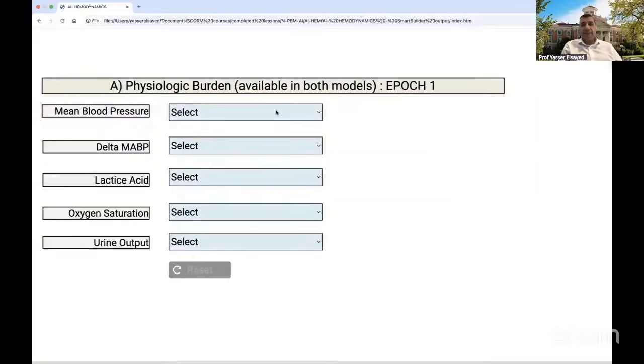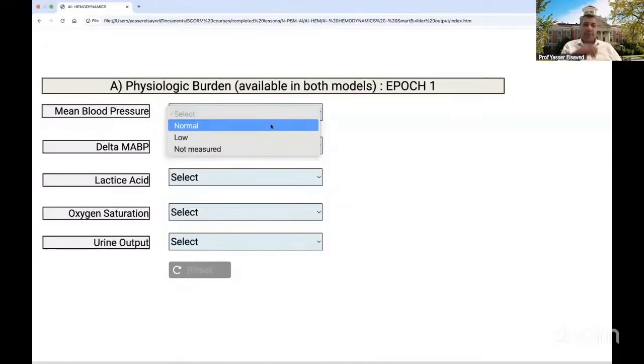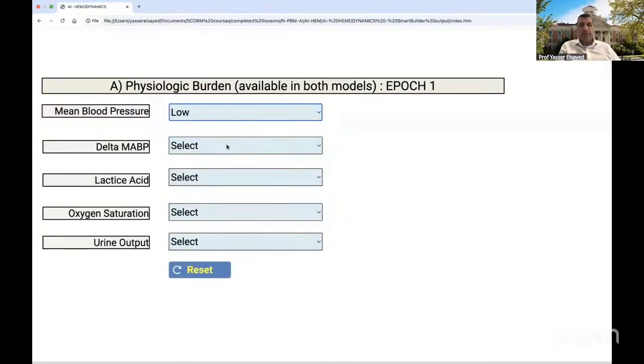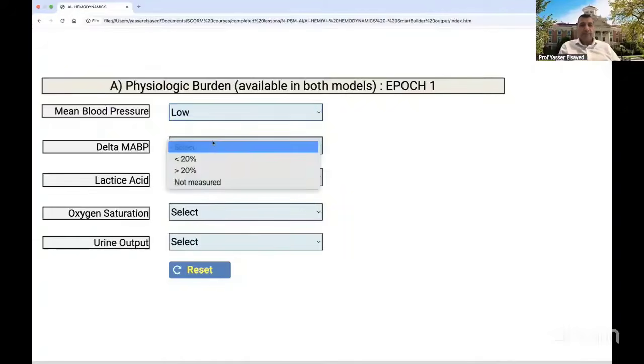If you have any case scenario, just select from the menu here whatever is applicable, and based on the data that we published, this calculator, this software, will give you the expected morbidity and mortality. So we have mean blood pressure low. I will just give you a sample case scenario, and I'll apply the same case scenario in Epoch 2 using the more advanced integrated approach. Exactly the same case scenario. So we have low mean blood pressure, delta mean blood pressure more than 20.